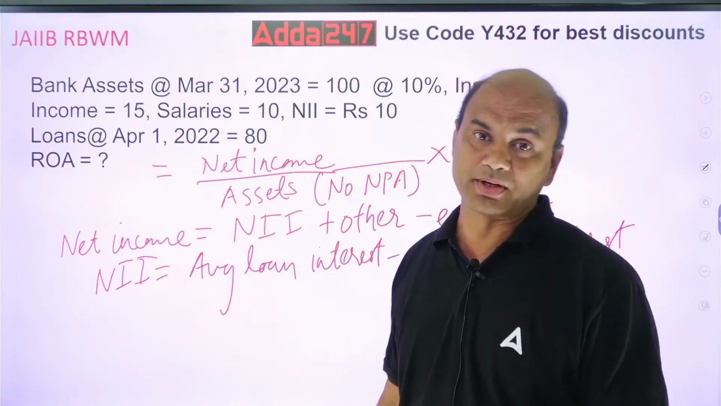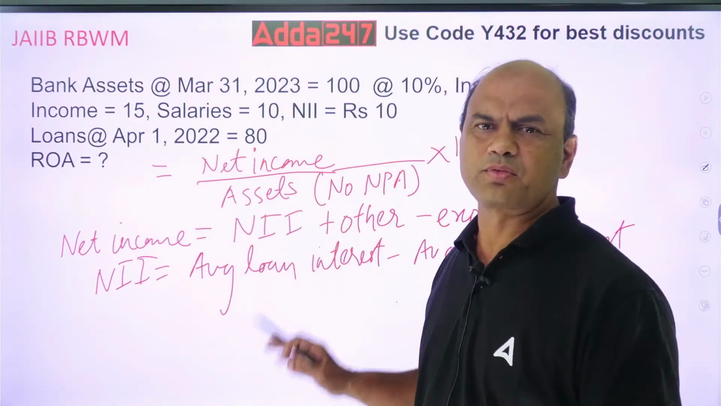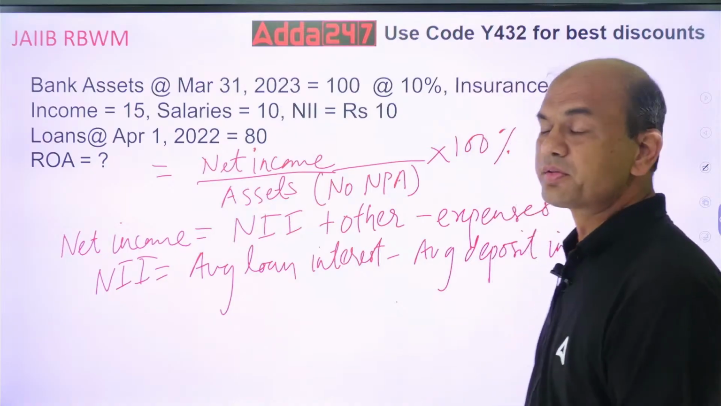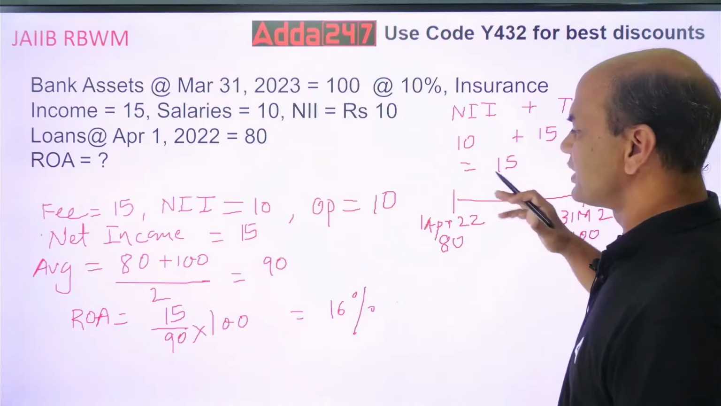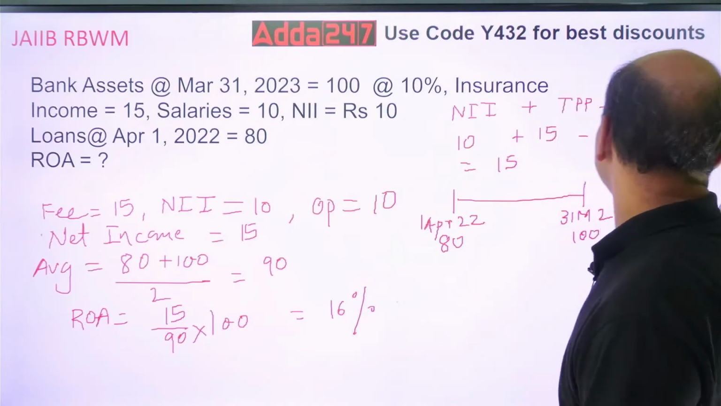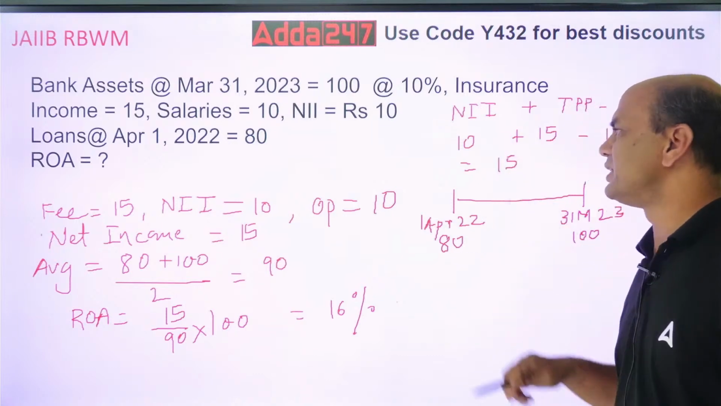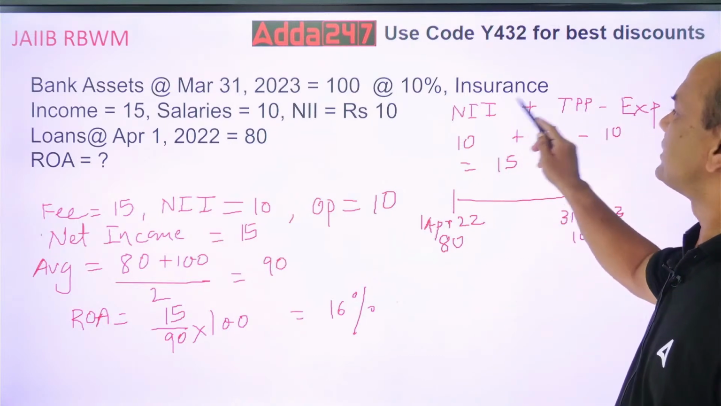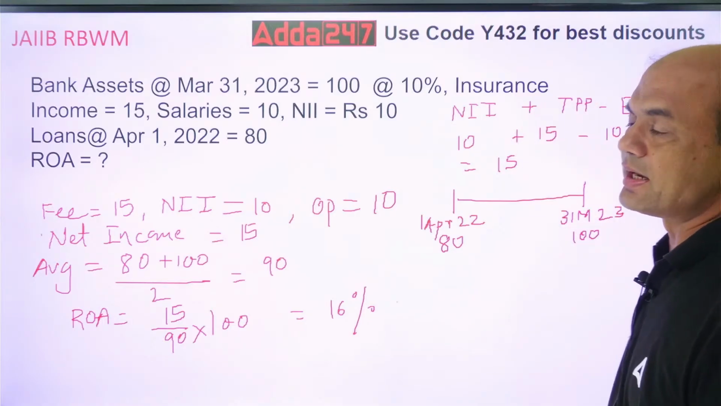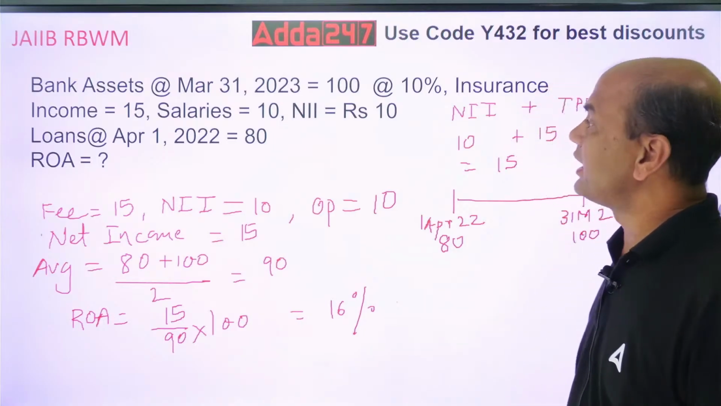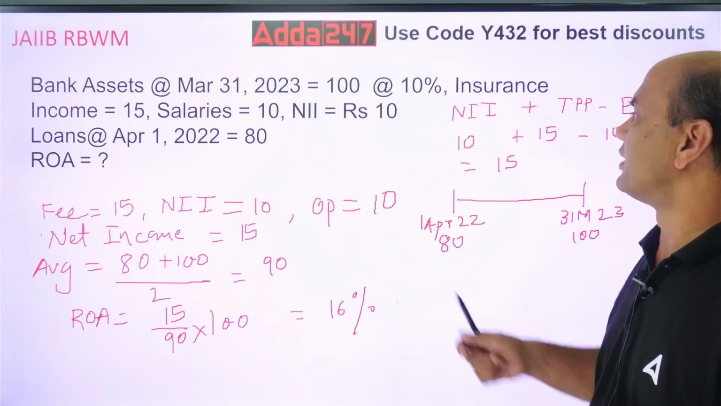Now how to solve this? All these formulae are there, simply put the values now. Everything is in front of you. Has anyone got the answer? Or we'll solve it here. NII plus TPP, meaning other income, minus expenses. So what is my net income now? What is my NII? NII is given here, 10 rupees.